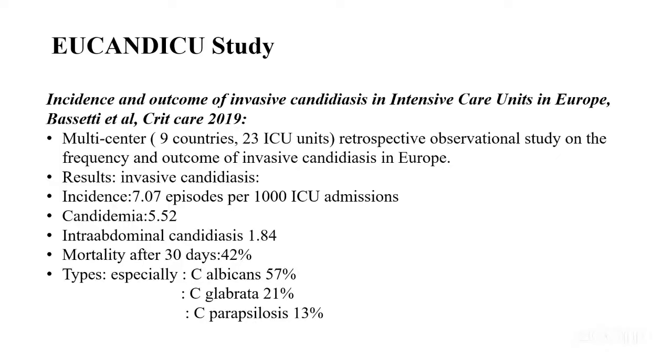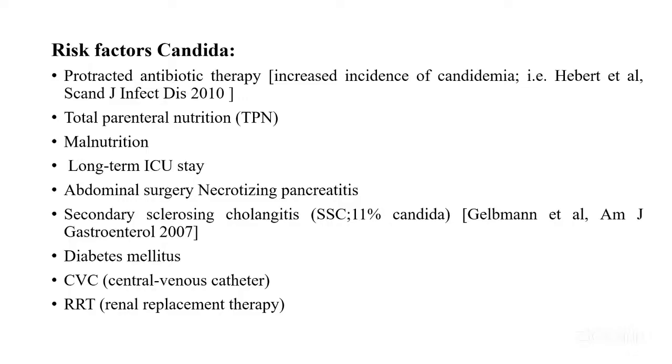Mortality after 30 days due to Candida infection is 42%. It is mainly due to Candida albicans 57%, glabrata 27%, and parapsilosis 13%. Risk factors for Candida are protracted antibiotic therapies, especially broad-spectrum antibiotics like ciprofloxacin, which increase the incidence of candidemia. Others are TPN (total parenteral nutrition), malnutrition, long-term ICU stay, abdominal surgeries, and necrotizing pancreatitis.